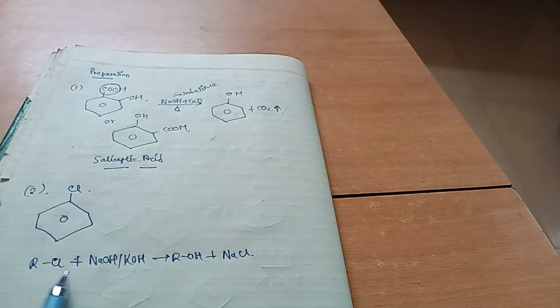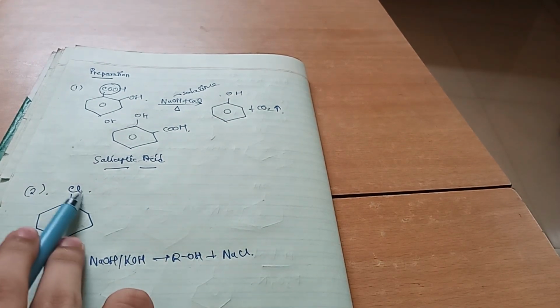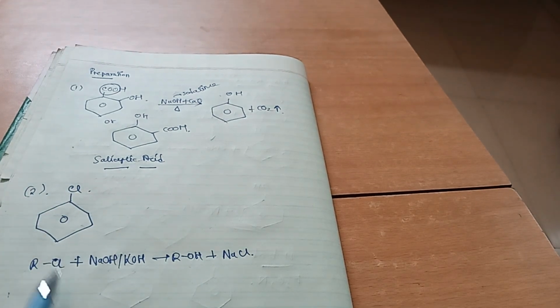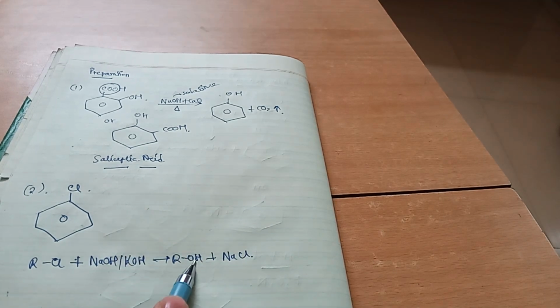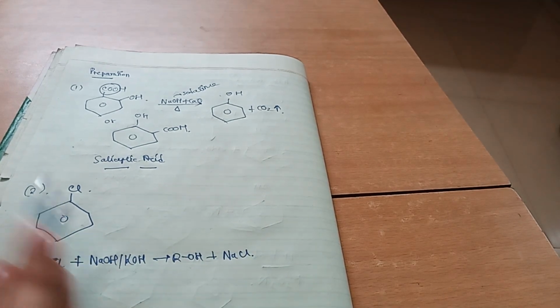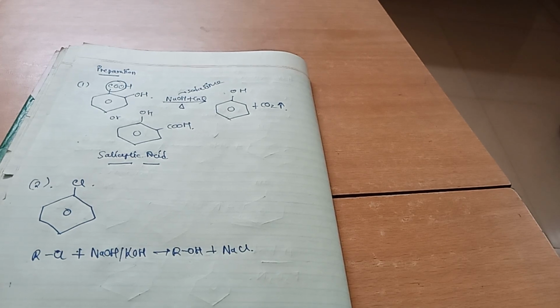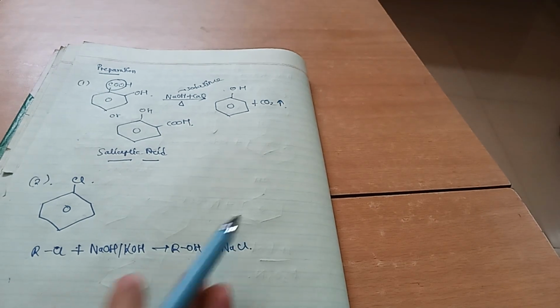So chlorobenzene can also undergo the same reaction. RCl, just R will be benzene over here. Chlorobenzene plus NaOH or KOH, any alkali, will give alcohol plus NaCl. The alcohol here is the phenol. But there is one problem over here: how haloarenes differ from haloalkanes in these types of reactions.